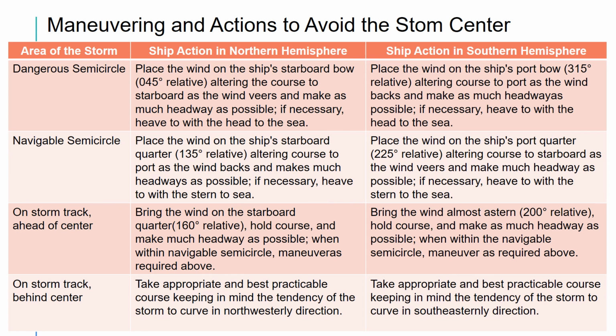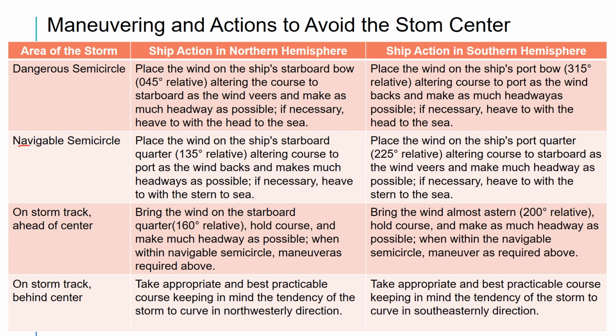So, maneuvering and actions to avoid the storm center. So, we have area of the storm. Kapag kayo ay nasa dangerous semicircle, ship action in northern hemisphere: place the wind on the ship's starboard bow, altering the course to starboard as the wind veers and make as much headway as possible. If necessary, heave to with the head to the sea. Ship action in southern hemisphere: place the wind on the ship's port bow, then alter course to port as the wind backs and make as much headway as possible. If necessary, heave to with the head to the sea.